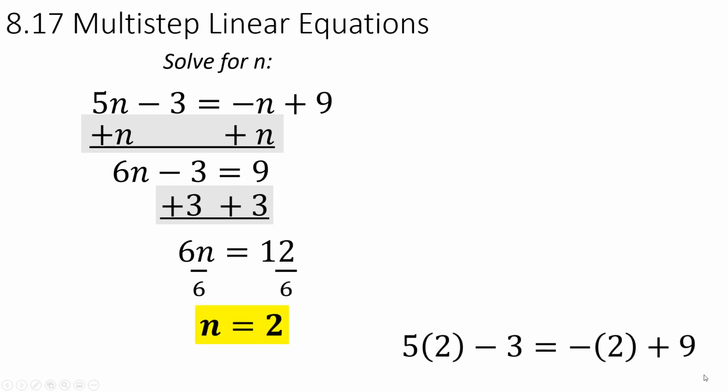Now you can always do a double check of this. Take the original equation, 5n minus 3, type that into one part of your Desmos, and then another line, do negative whatever n is plus 9. That's 10 minus 3, 7. Hey, this is negative 2 plus 9, which is also 7. So they do work out to the same thing.